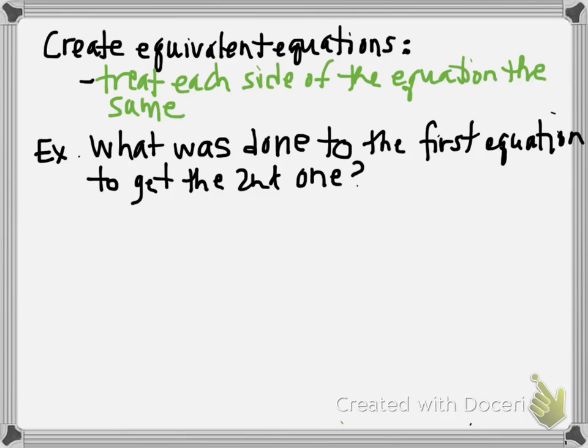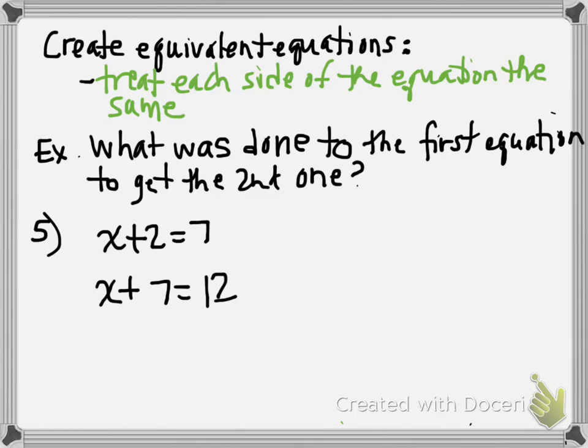So basically what you're going to do is be a math detective. If you look, your original equation is x plus 2 equals 7. Then the new equation becomes x plus 7 equals 12. So your job is to try to figure out how did x plus 2 equals 7 become x plus 7 equals 12.